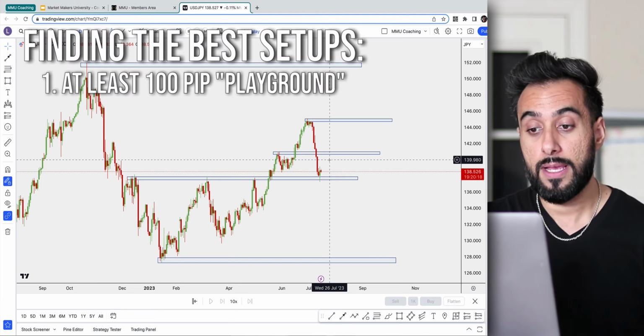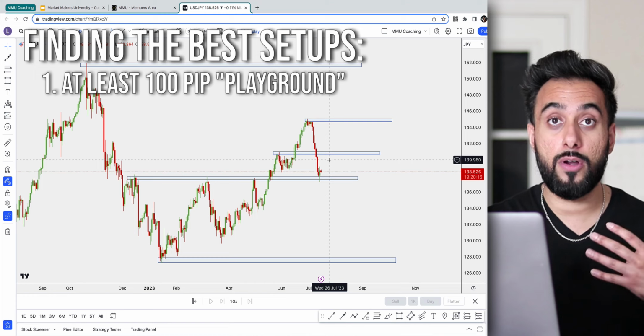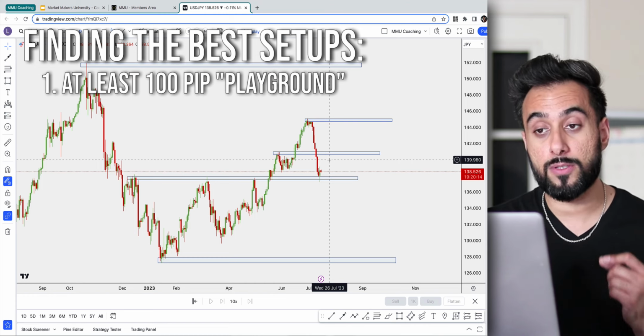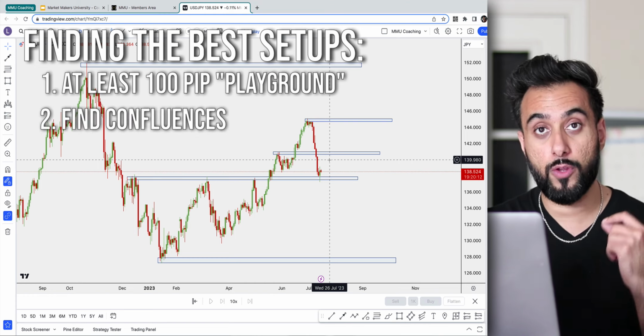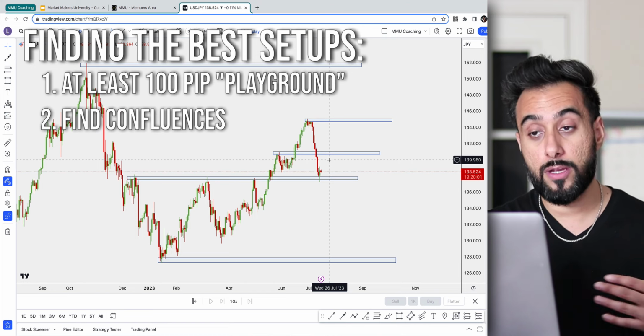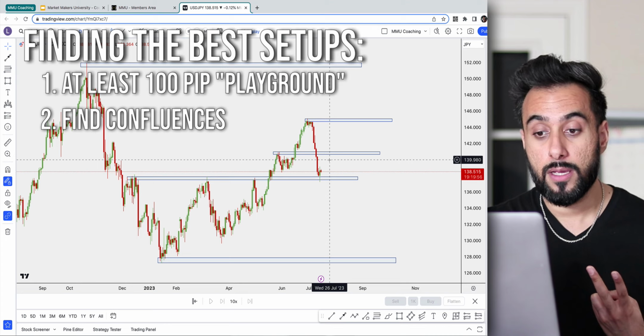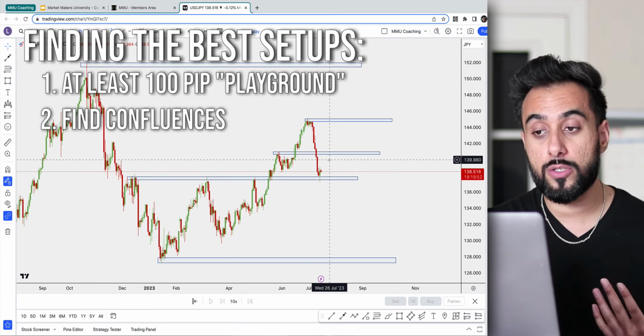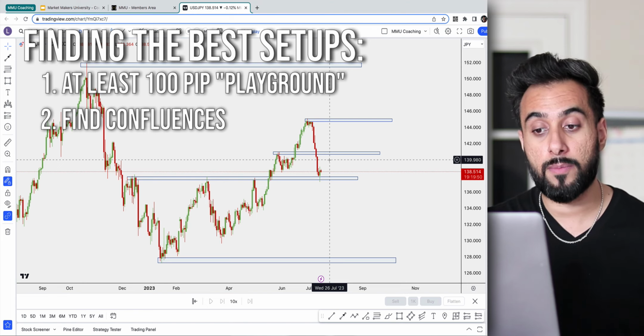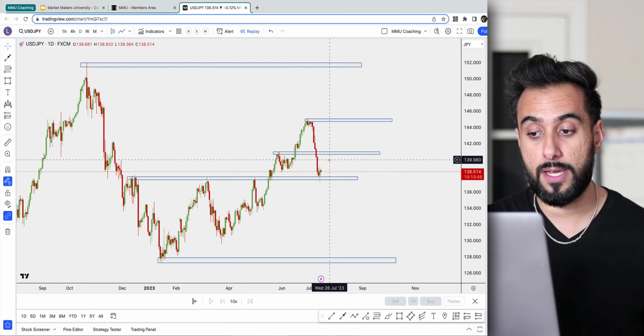The next thing I look for is other technical factors that line up in those areas, which gives you what's called a confluence. Other technical factors that you can use are fibs, trend lines, moving averages, and chart patterns. There are so many different things in the market that allow you to find potential setups to enter your trades on.